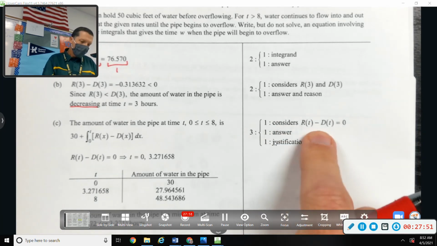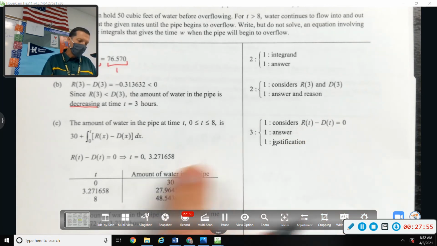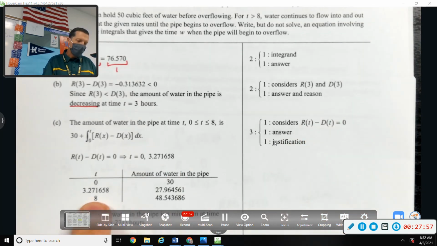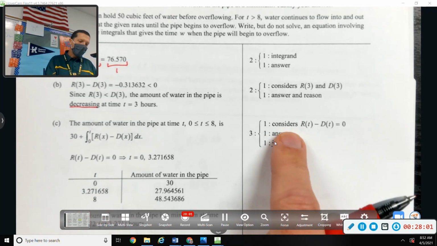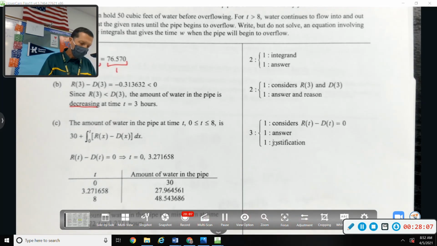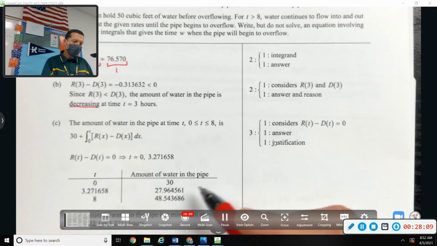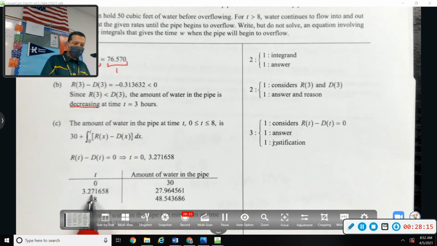Consider R of t minus D of t equals 0, so we did that. That got us a potential time. Answer and justification, I feel like it'd be hard to get one of those without the other. It'd be hard to get the answer without justifying. I guess justification might mean you have to check the endpoints. The answer would just be if you just went with the t that we got.